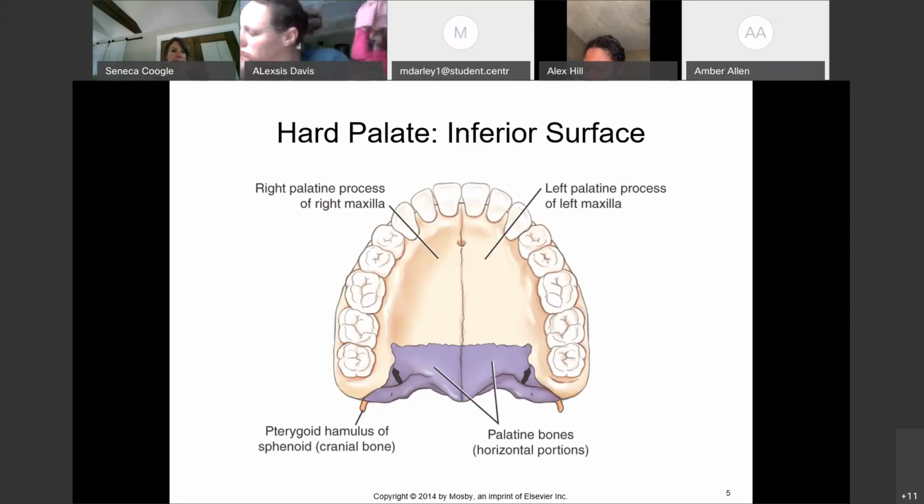And the maxilla articulates with the frontal and ethmoid cranial bones and 7 facial bones. So I would probably know those 7 facial bones. Zygoma, the lacrimal, nasal, palatine, inferior nasal concha, vomer, and the adjacent maxilla. Of course, you can also see here, you've got the pterygoid hamulus of the sphenoid. Remember that from whenever we went over skull.